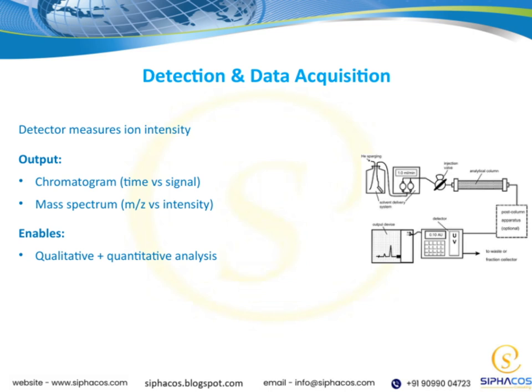These outputs are crucial because they enable both qualitative and quantitative analysis. Qualitative analysis helps us identify what compounds are present, while quantitative analysis tells us how much of each compound is there. By accurately measuring ion intensities and translating that data into these visual formats, we can gain a comprehensive understanding of the sample's composition. This step is fundamental in making sense of complex mixtures and advancing our overall analytical goals.